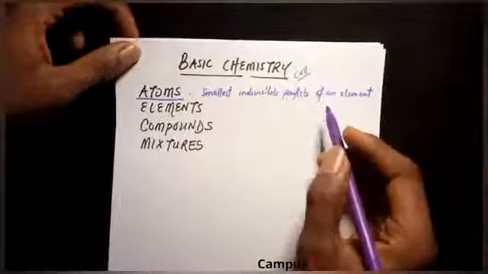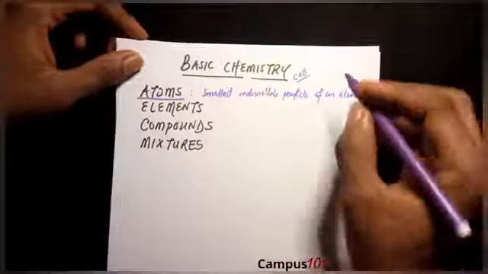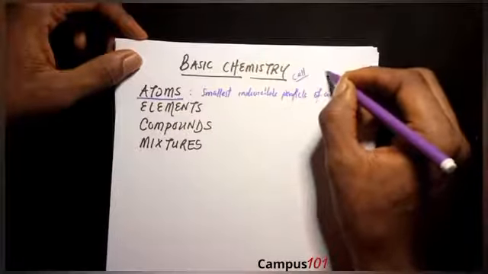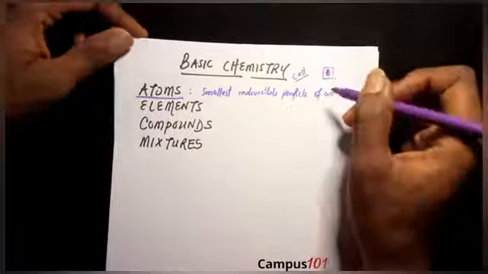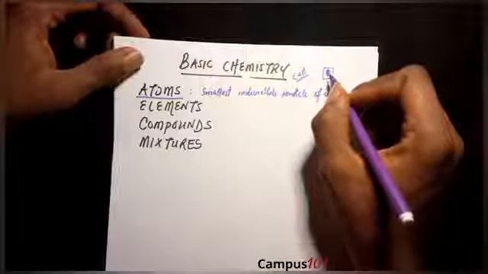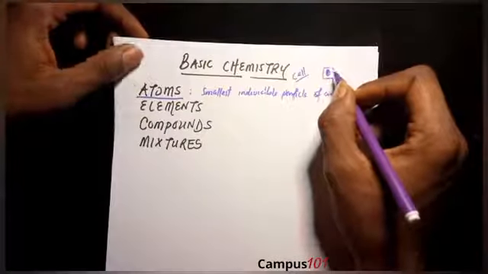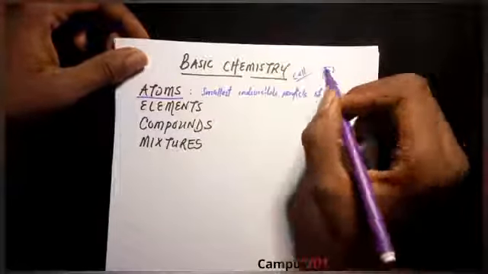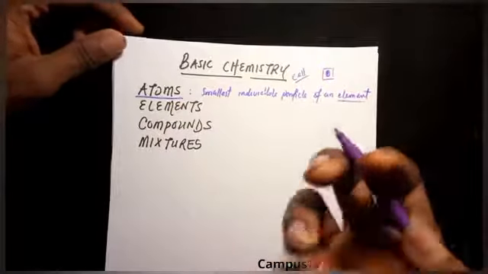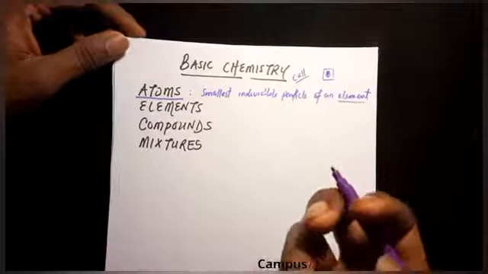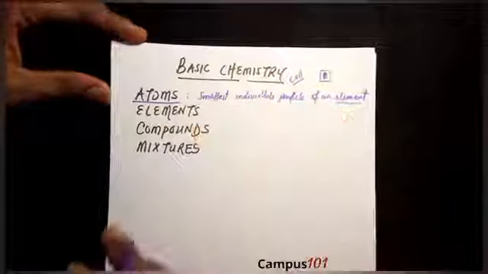What this means is that an atom is the smallest unit of identity that matter can have. Now, there are subatomic particles. I'm not saying an atom is the smallest unit of matter. No, I'm saying the atom is the smallest unit of an element that can maintain its own identity.